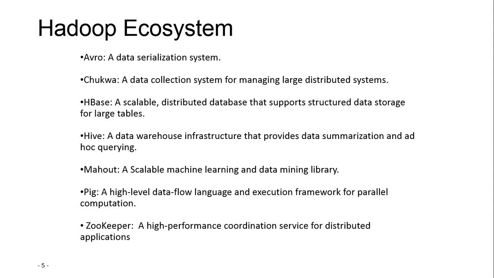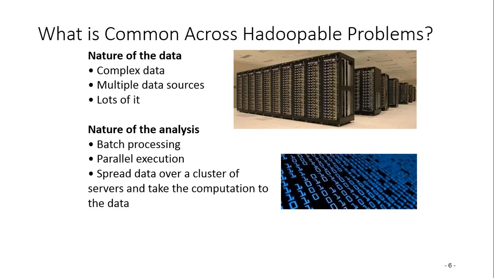These are a few ecosystem components, like Avro, Chukwa, HBase, Hive, Mahout, Pig, and Zookeeper. HBase is a NoSQL database. Hive is for data warehousing, SQL-like. Mahout is for machine learning. Pig is for parallel computation, which is more like a C kind of function-based language. It is a high-level data flow language.